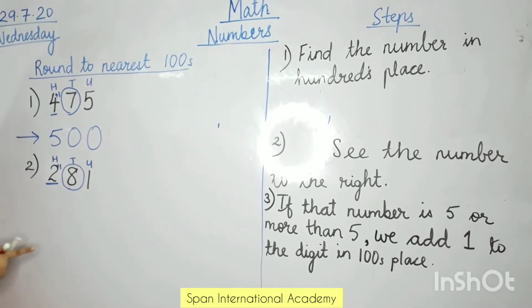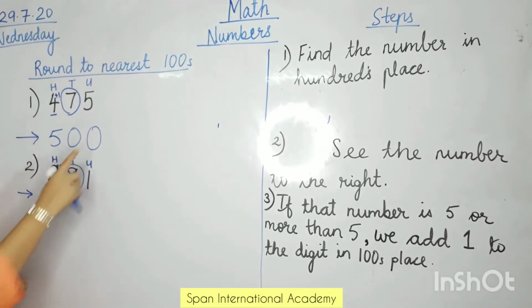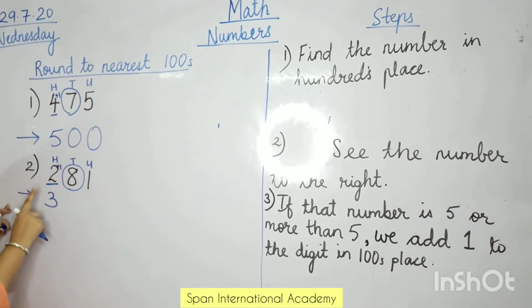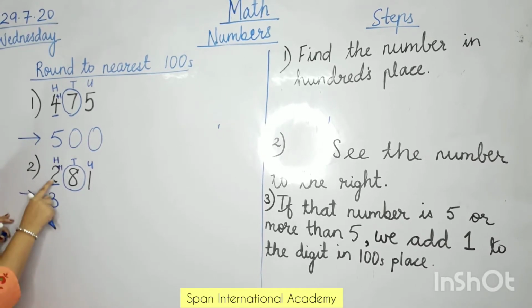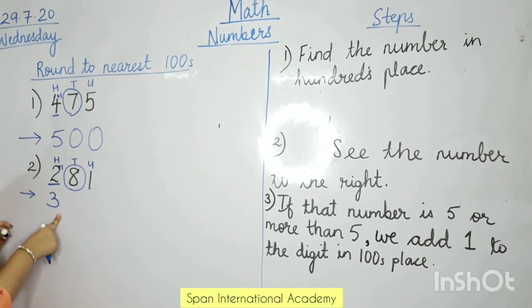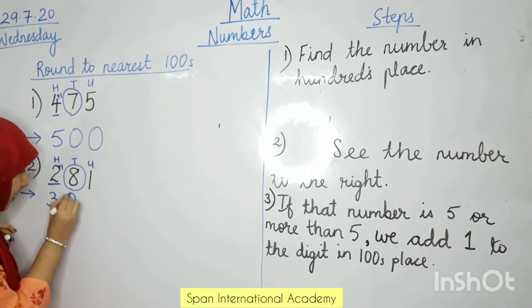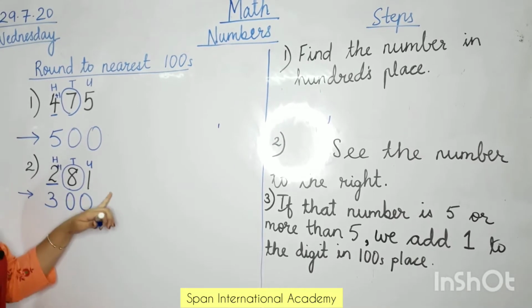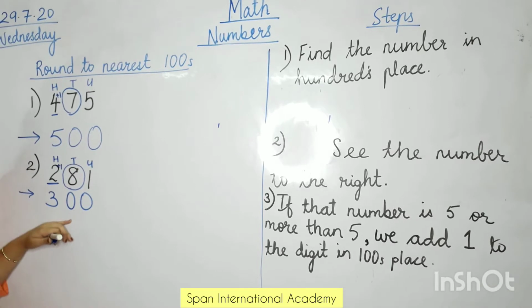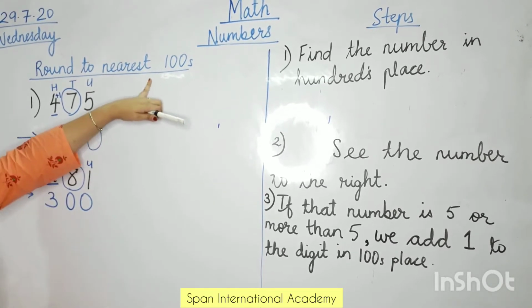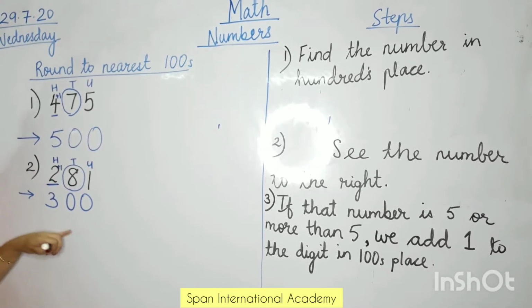Let's find the answer. 2 plus 1 gives me 3. My topic for today is round to nearest hundreds. I have rounded up number 2 to its nearest hundreds and we have got it as 3. So the next place values become 0. When we round 281 to nearest hundreds, we get the answer as 300.